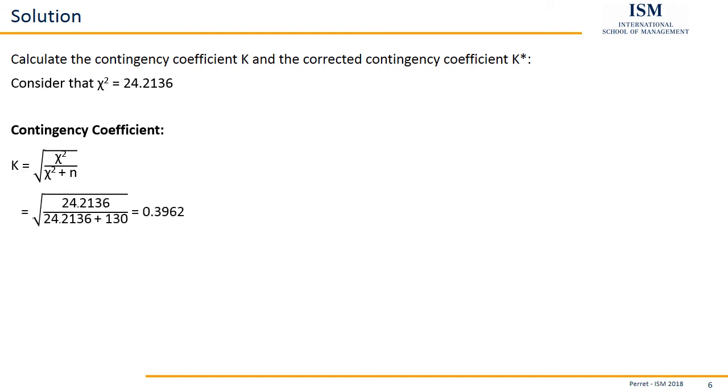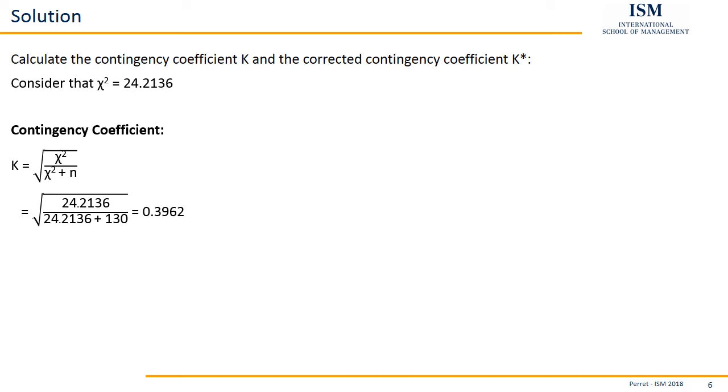We calculate here 24.2136 divided by itself plus 130, the 130 observations we have. For all of this, we take the square root, and we get as a result 0.3962. This already looks a bit more like what we know, for example, a correlation coefficient would look like. However, the contingency coefficient itself is still not limited to the interval 0 to 1.